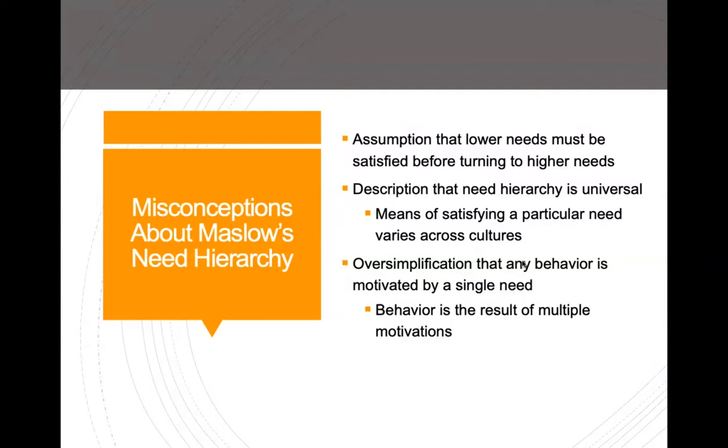The second is the description that need hierarchy is universal. So it doesn't mean these needs are universal. It also varies across cultures, and there is this oversimplification that any behavior is motivated by a single need, but it's not true. If a certain behavior is because you haven't had your love and belongingness needs met, it's more complex. Human beings are complex, and behavior is a result of multiple motivations.